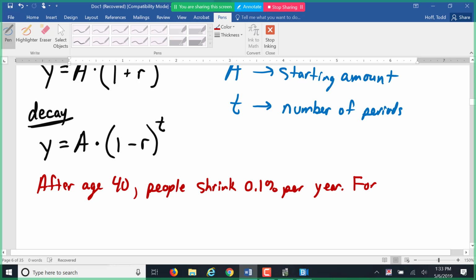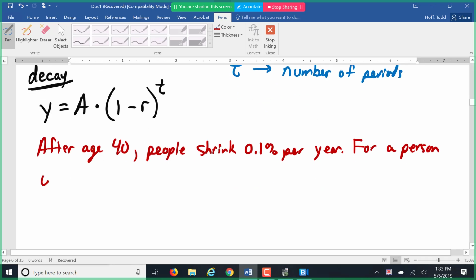So let's look at an example here. After the age of 40, people on average shrink 0.1% per year for height. What's that? People do tend to shrink after the age of 40 because of spinal compression and bone decay, but it's not quite that predictable.